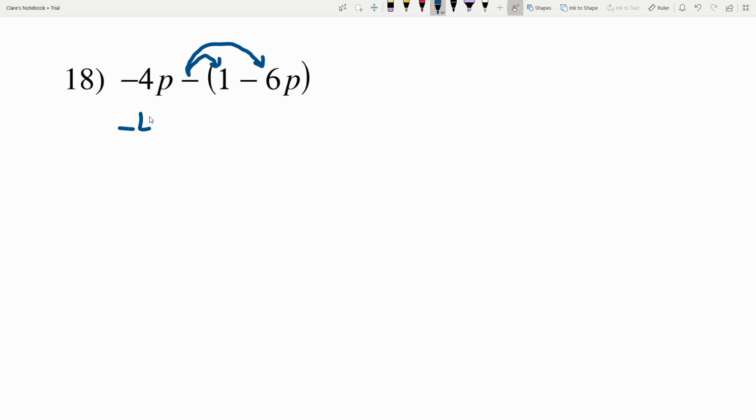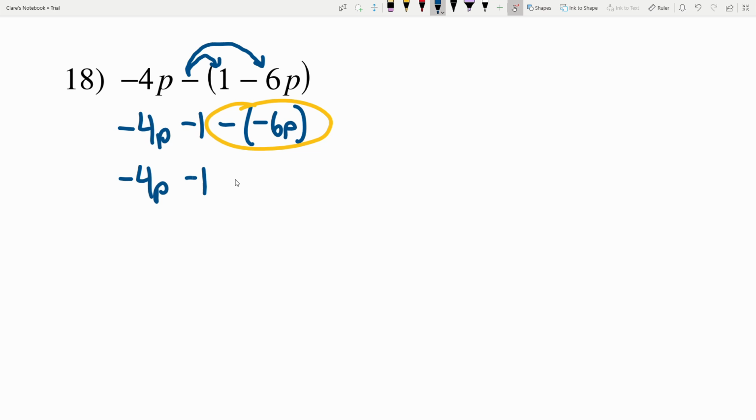So I'll have negative 4p, and then I'll subtract my 1, and I'll subtract my negative 6p. So you can see, really the only thing that gets changed up is subtracting this negative. That's going to be the same as adding a positive. So I'll have negative 4p minus 1 plus a positive 6p. And that's just going to make our lives a little bit easier when combining negative 4p and 6p.